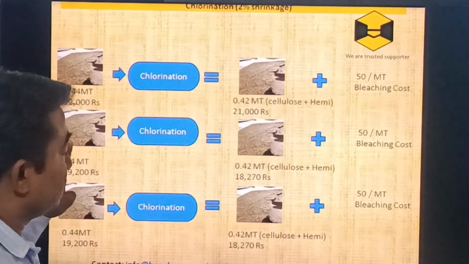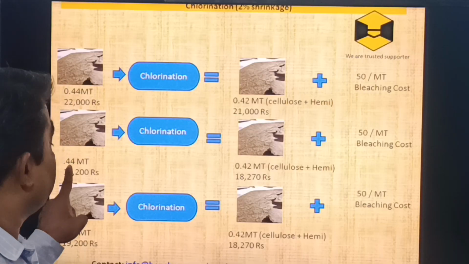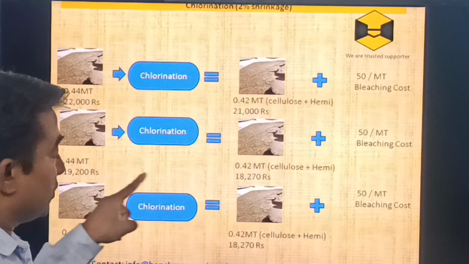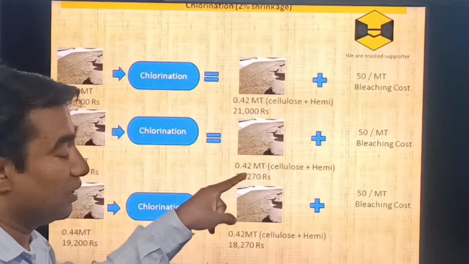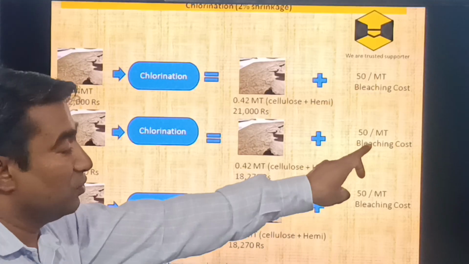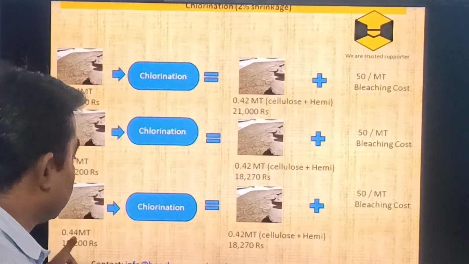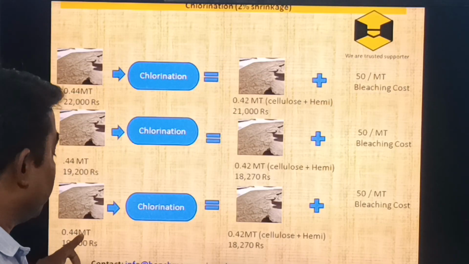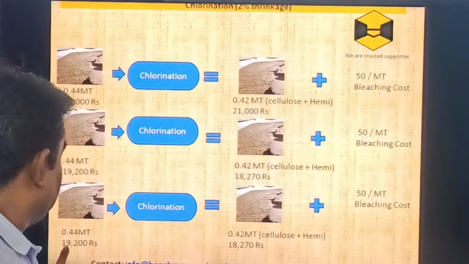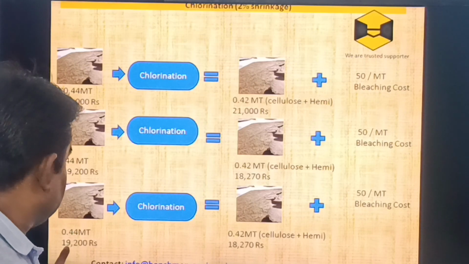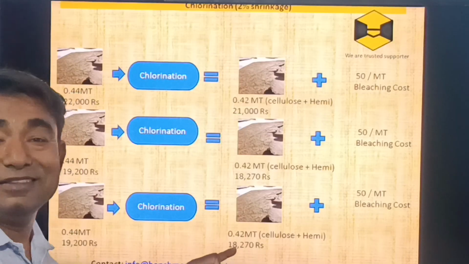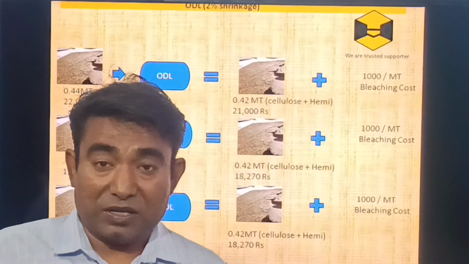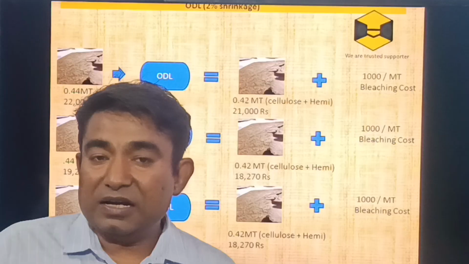In case of the wheat straw, after the shrinkage, the pulp has shrunk from 0.44 to 0.42 metric ton. So this much coal value has dissolved into filtrate. So the value of the bleaching cost will be this much. And in case of bagasse, the pulp value has degraded from 0.44 metric ton to 0.4 metric ton, and the value in terms of rupees will be 19,200 to 18,270.